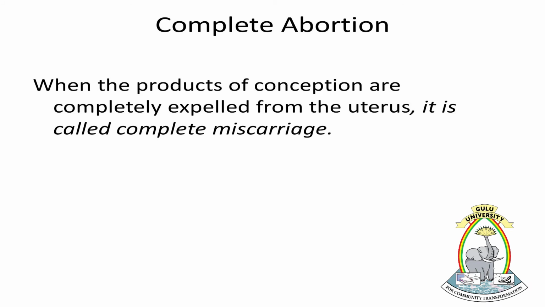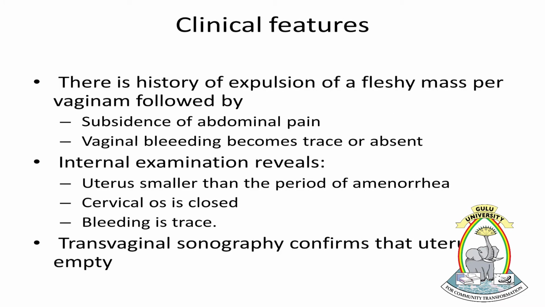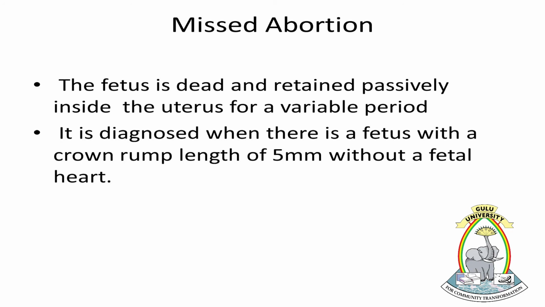When the product of conception is completely expelled from the uterus, it is called a complete abortion. So a complete abortion is when everything has already gotten out. Then the picture is that there is subsidence in the abdominal pain. As soon as she expels everything, the pain will reduce, and even the bleeding will actually reduce. The size of the uterus may actually reduce. The cervix will be closing up, and the bleeding is very minimal. It's almost menstrual-like. If you do an ultrasound scan, you find that the endometrium is already empty.